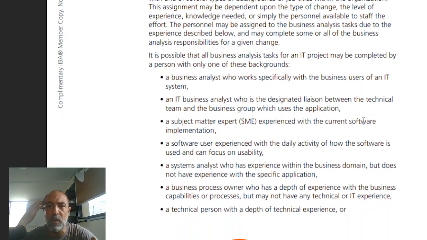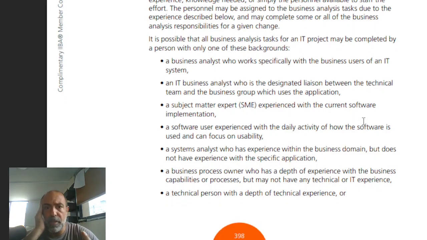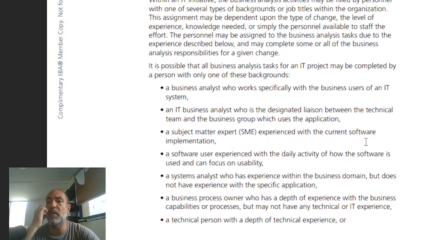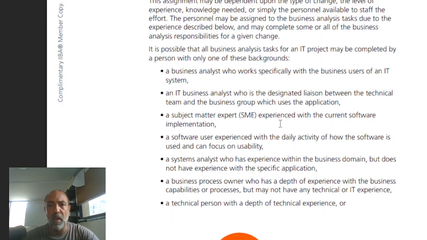I tend to try to focus when they're talking about this, but they're repeating the same thing. It's possible that the business analysis task for an IT project may be completed by a person with only one of these backgrounds, right? But ultimately what they're saying is our position is basically to connect with these people, to understand these people, to maintain the scope of what we're trying to do, to understand what the solution is going to deliver, and to have that conversation with all of them. It's always what they're doing.